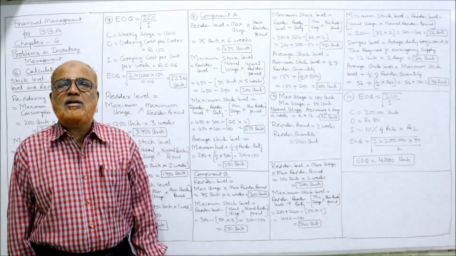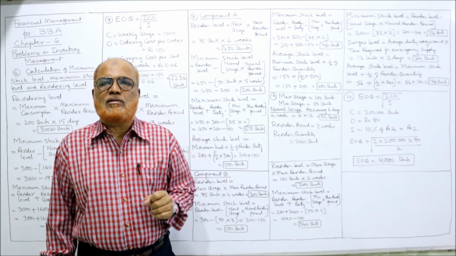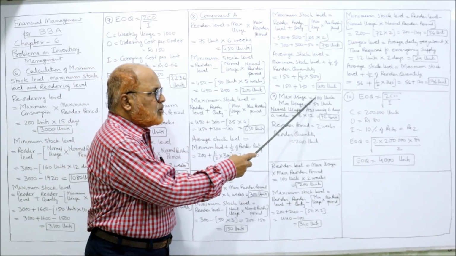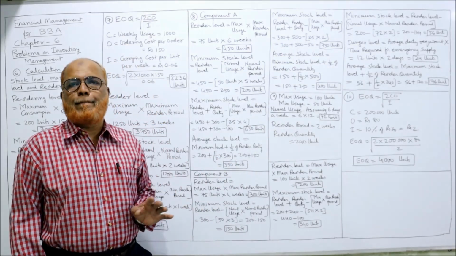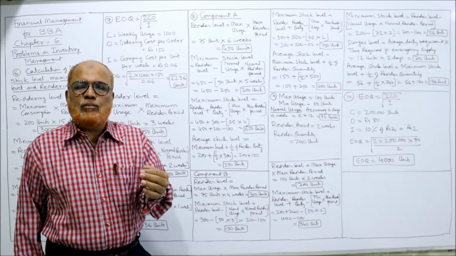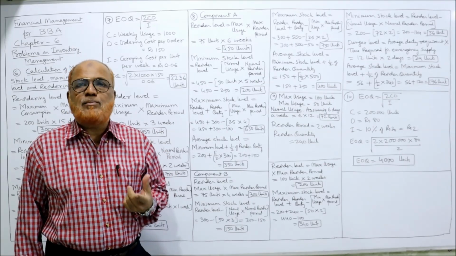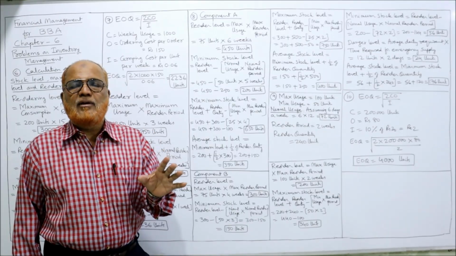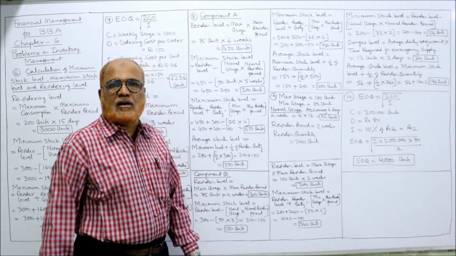Average daily requirement is 12 units. But we have taken here weekly maximum usage and weekly minimum usage. Normal usage also we should take weekly, right? So 12 units per day. Now we assume there are 6 working days in a week, excluding Sunday. So 6 into 12, 72 units is the normal usage per week.